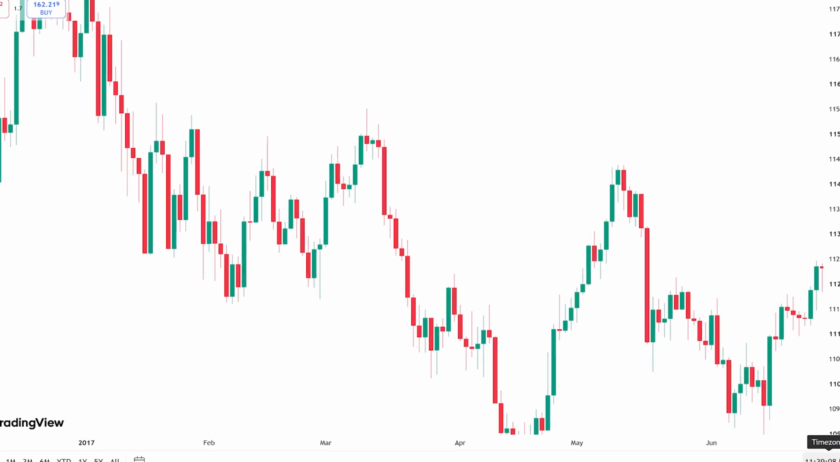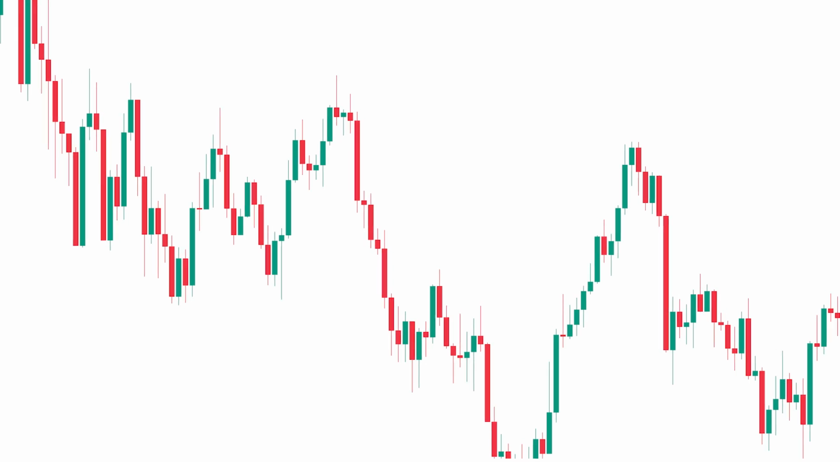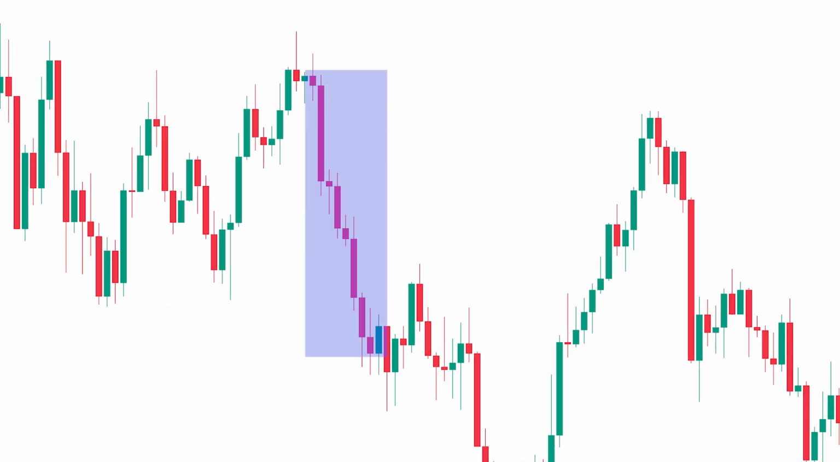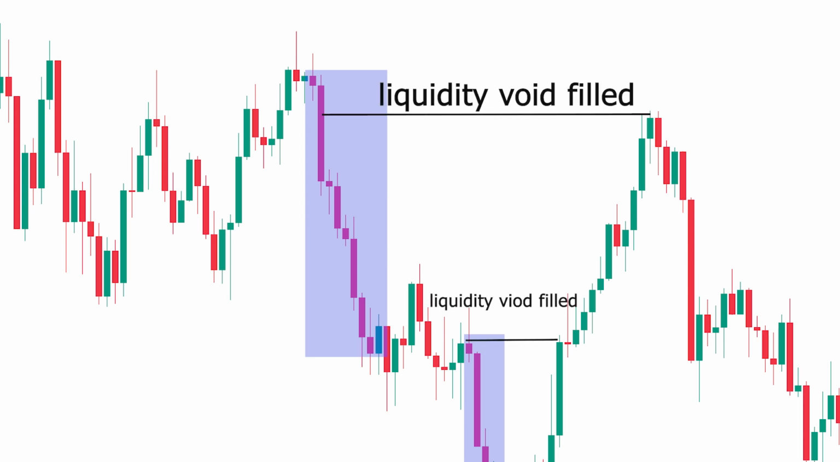Think of it this way. Normally, price moves by continuously matching buyers and sellers. But when one side completely overwhelms the other, price accelerates. Instead of moving in a balanced way, it races through a price range, leaving behind an area with relatively little trading activity. That area is known as a liquidity void.